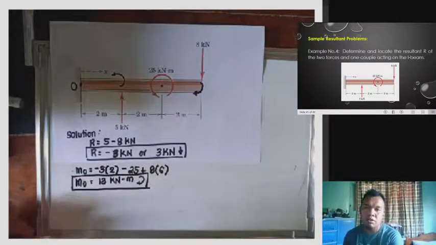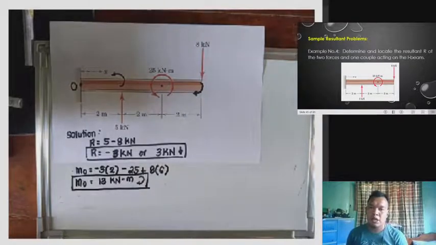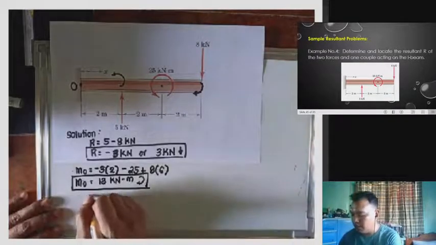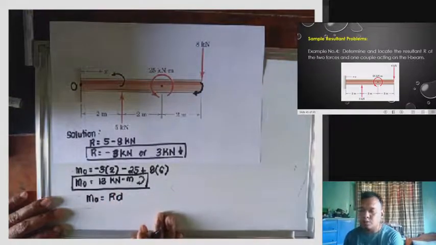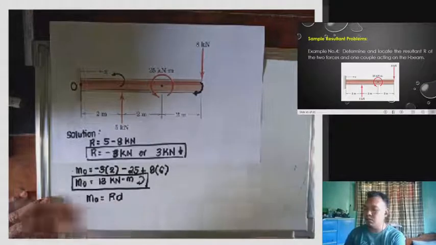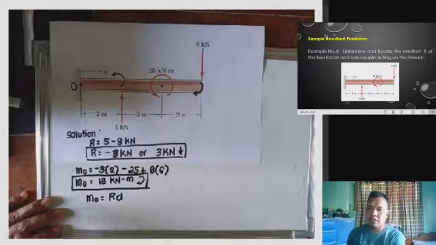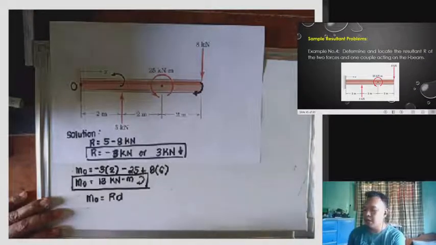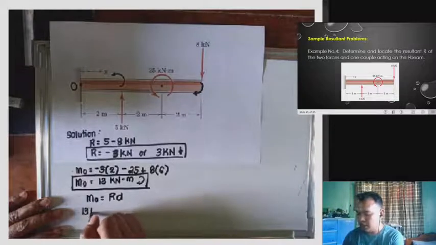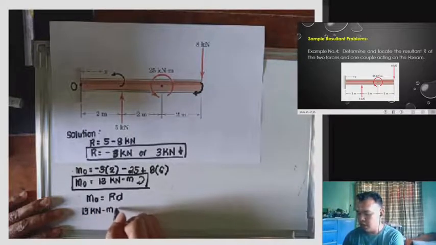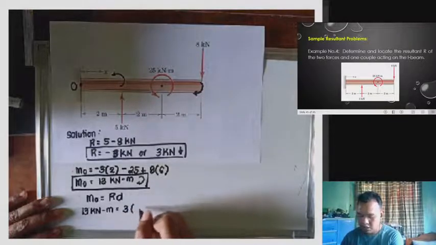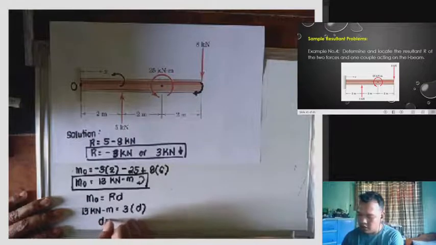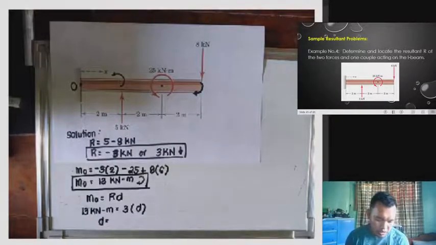And to get the distance of the resultant, we have here MO is equivalent kay resultant times yung distance. So, resultant value times yung D is yung kabuang force kasi multiplied by the distance is pareho lang dun sa moment ng tig-iisa, diba? So, we have here 13 kilonewton meter is equivalent kay R, which is equivalent kay 3 times distance D. Therefore, D is equivalent kay 13 divided by 3.